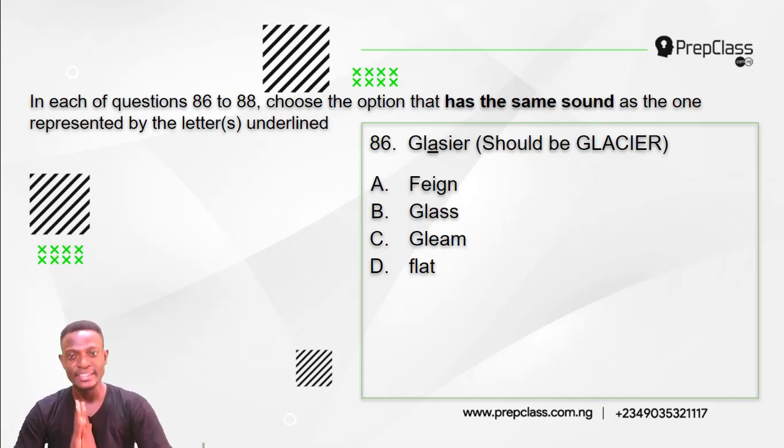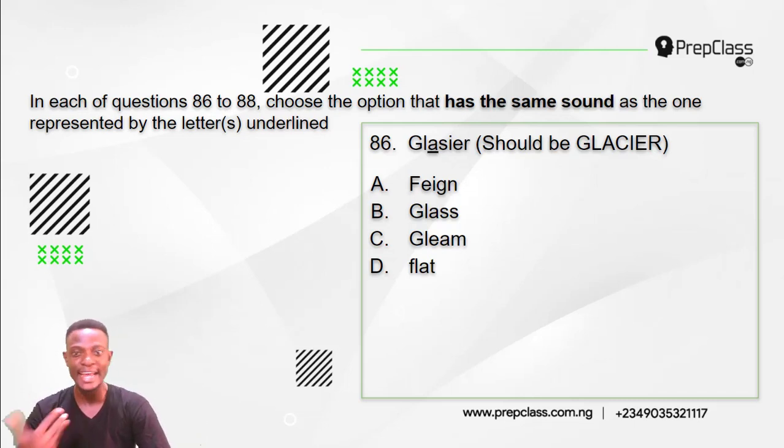Question 86. The word we have is glacier. Now, glacier should be spelled G-L-A-C-I-E-R, not G-L-A-S-I-E-R. So we are to select the option that has the same sound as the letter A in the word glacier. Option A, we have fame.